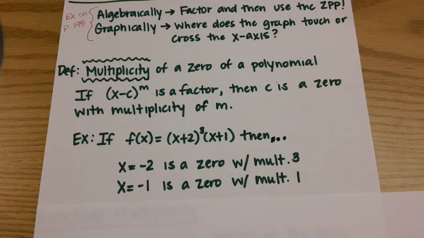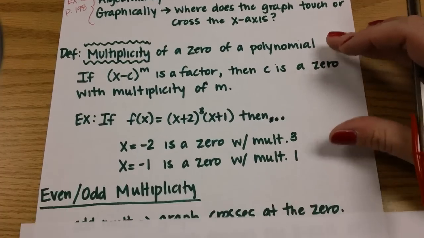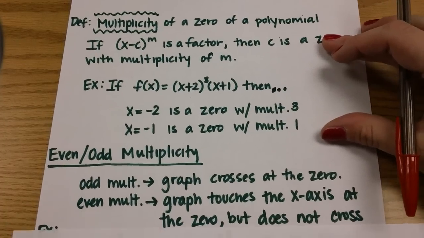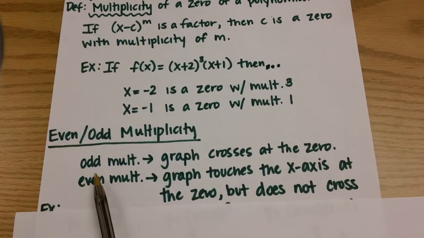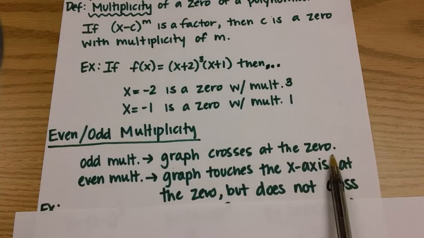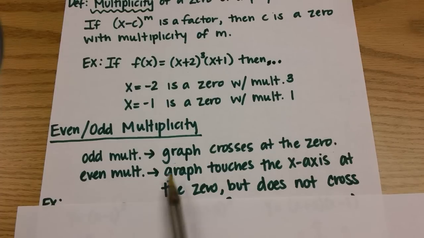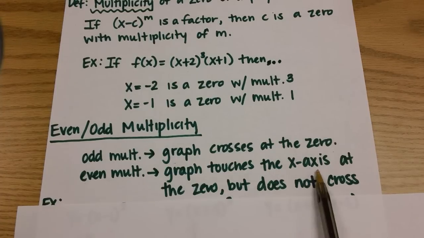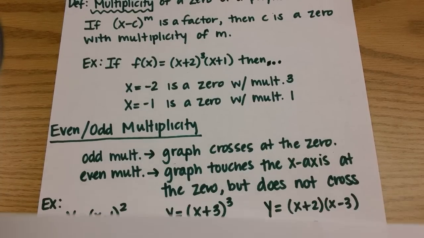Okay? All right, let's talk about what the multiplicity does to the graph. If our multiplicity is an odd number, so if our multiplicity is 1, 3, 5, and so on, the graph is going to cross at the zero. So wherever the zero is, that's where the graph is going to cross it. If it's an even multiplicity, the graph is going to touch the x-axis at that point, but it never will cross it. Okay? I'm going to show you three examples here below.